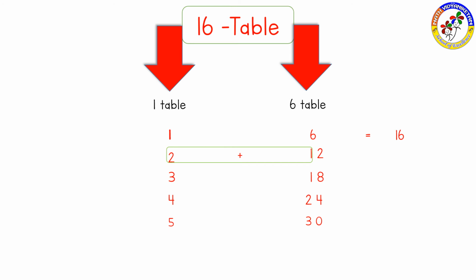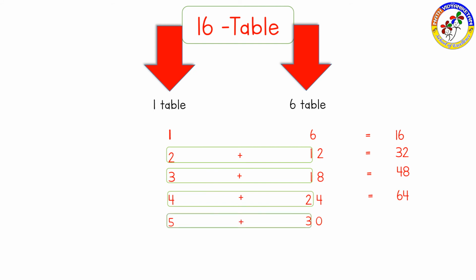In the box, 2 plus 1 is there. 2 plus 1 how much? 3, and write 2 as it is. That is 32. Now 3 plus 1. 3 plus 1 is 4, and write 8 as it is. That is 48. Now 4 plus 2. 4 plus 2 is 6, and write 4 as it is. That is 64. Now 5 plus 3. 5 plus 3 is 8, and write 0 as it is.